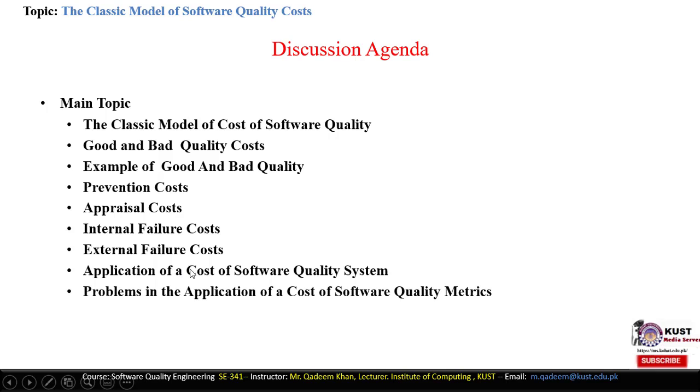And at the end we have the application of the cost of software quality system, that is, where it can be applied, and problems in the application of cost of software quality metrics, meaning different issues that can arise when we want to apply the cost of software quality metrics. So these are important components used to measure the cost of quality.